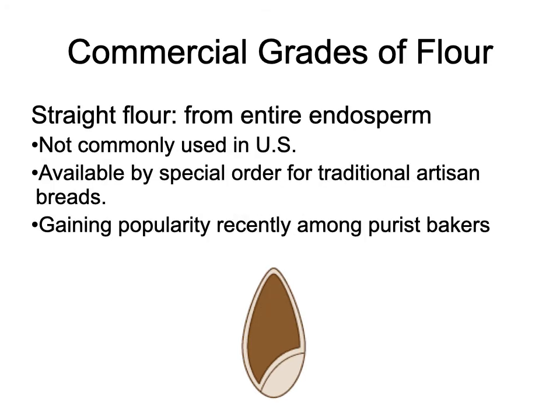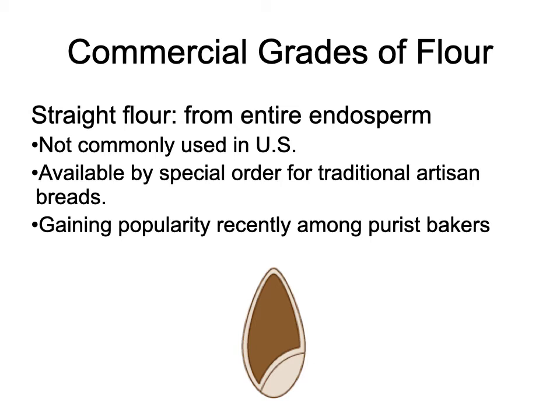So then there's something called straight flour. Now, straight flour is becoming more and more popular in the United States, but it's not commonly used, at least on the factory level. On smaller bakeries, traditional artisan bakers are starting to buy, in special order, straight flour, which means it's flour made from the entire endosperm, and oftentimes, a lot of germ and a lot of bran as well, finely ground. They want to use it for the really traditional artisan breads, and it's gaining popularity among the purist bakers who really want to go back to the basics.